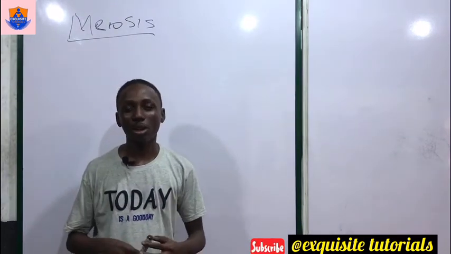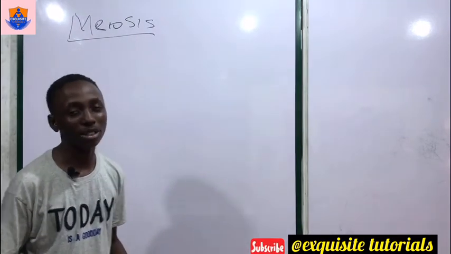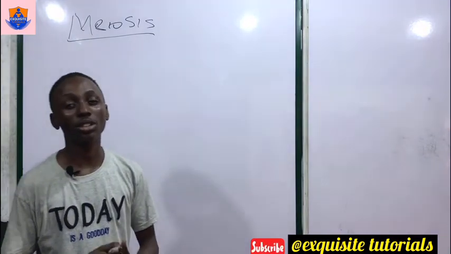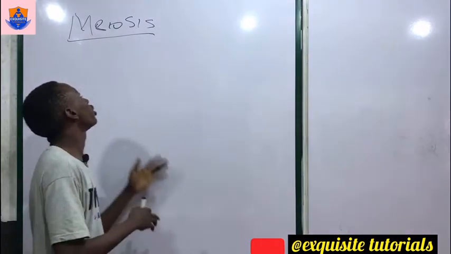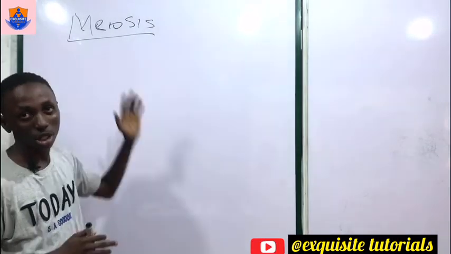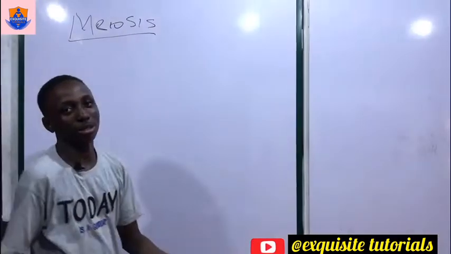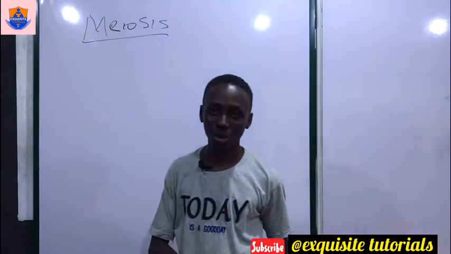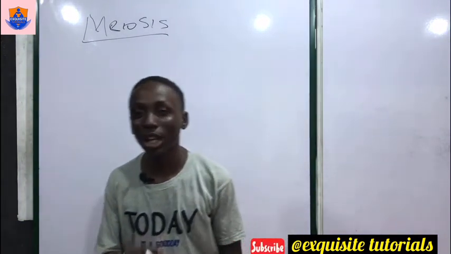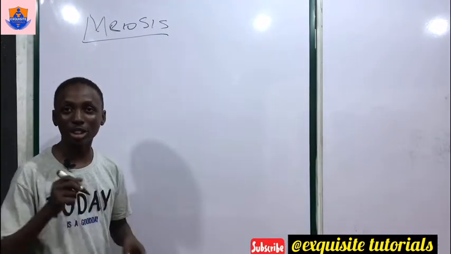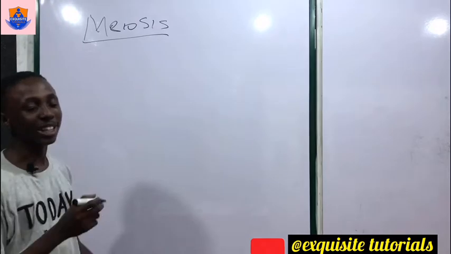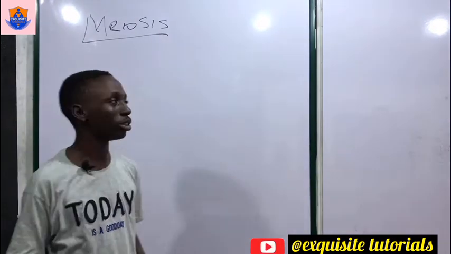Today we'll be continuing from our last class where we talked about meiosis, the cell cycle and cell division. Today we'll be talking about meiosis. Of course, we know that meiosis is also a form of cell division. But the difference is that in meiosis, the parent cell divides into 4 daughter cells.